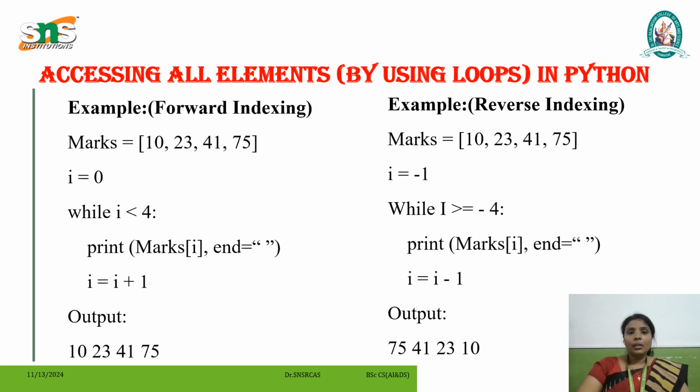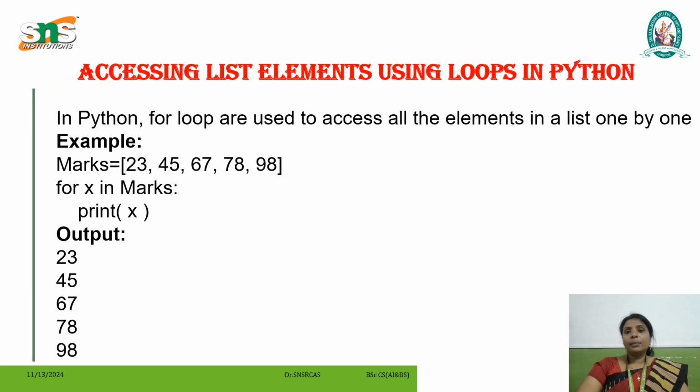Accessing list elements using loops in Python. The for loop is used to access all the elements in a list one by one. Here we are using the same example with a for loop. Marks is the list name, and 23, 45, 67, 78, 98 are the elements present in the list. For x in marks, print x. The for loop accesses all the elements in the list one by one. First it prints 23, then 45, 67, 78, 98. These are all the outputs.